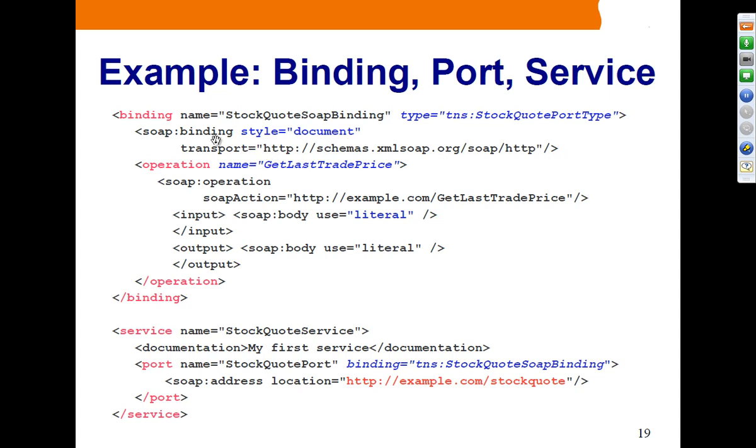Okay, so if you are using SOAP over SMTP, then it's going to be schemas.xmlsoap.org/soap/smtp. Okay, so these two lines specify the communication protocol, again typically SOAP over HTTP. And then for each operation you are going to specify what is the encoding scheme.